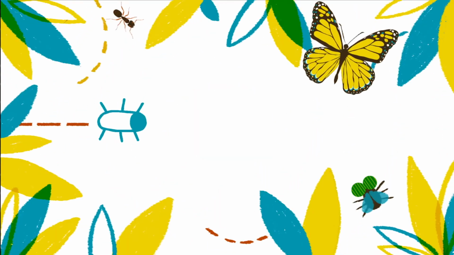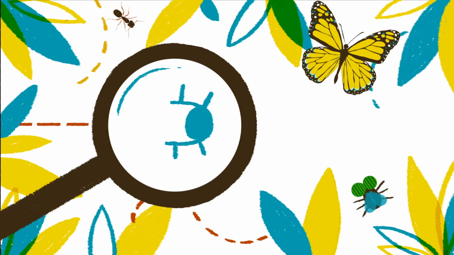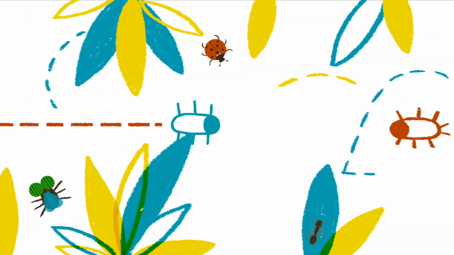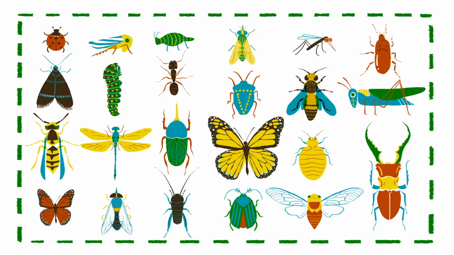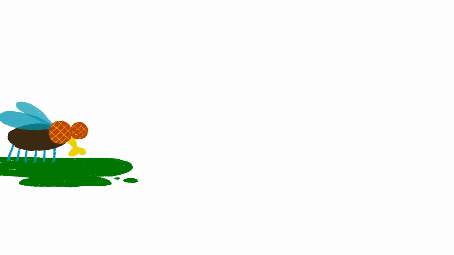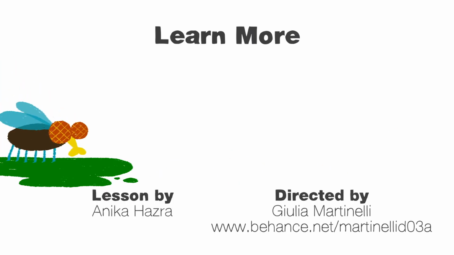So why not break out a magnifying lens and learn a little more about who's nibbling your vegetable garden, biting your arm, or just flying by your ear? Did you know that insects outnumber humans by more than 1 billion to 1? Find out the secret to their success in this video.